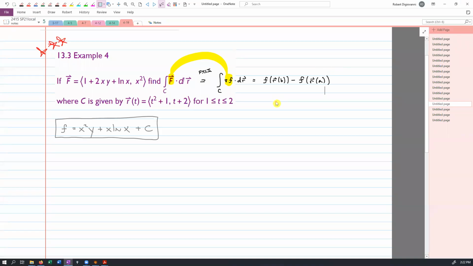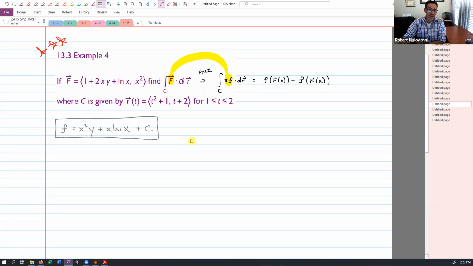We need to evaluate R at the endpoints and then plug in those vectors as if they were a point into our f, and then bada bing, bada boom, we're done. Yes, you have to have the bada bing and the bada boom. It's got to be part of the work, though. I like that, Daniel.